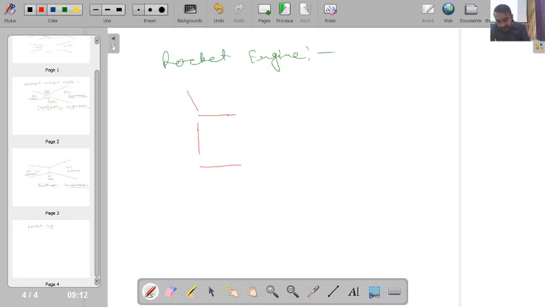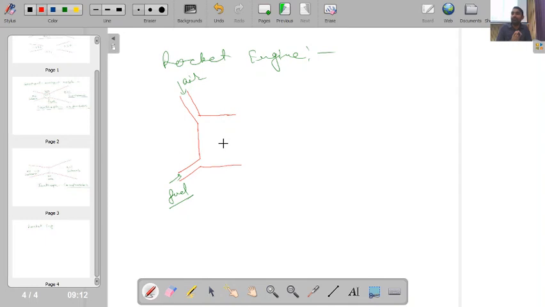In this combustion chamber, I will have one inlet for the fuel and one inlet for the air. So say the air is entering over here, and here the fuel is entering. This air-fuel mixture will create high pressure and high temperature gases over here. Now the major function of the rocket engine is to create the thrust.